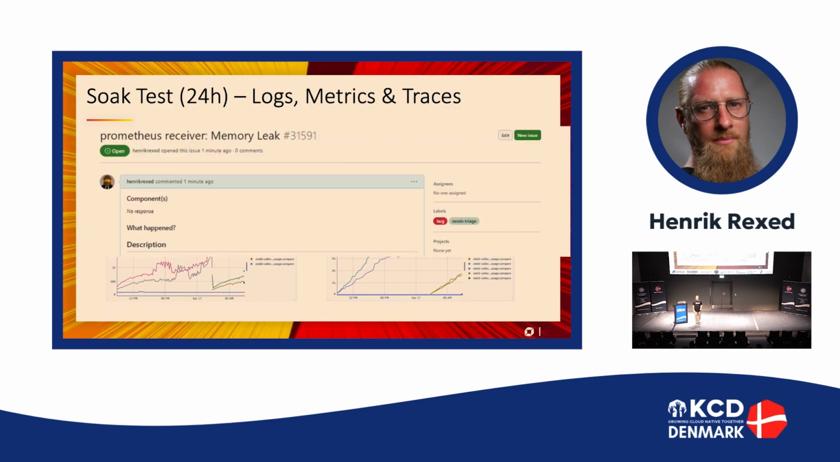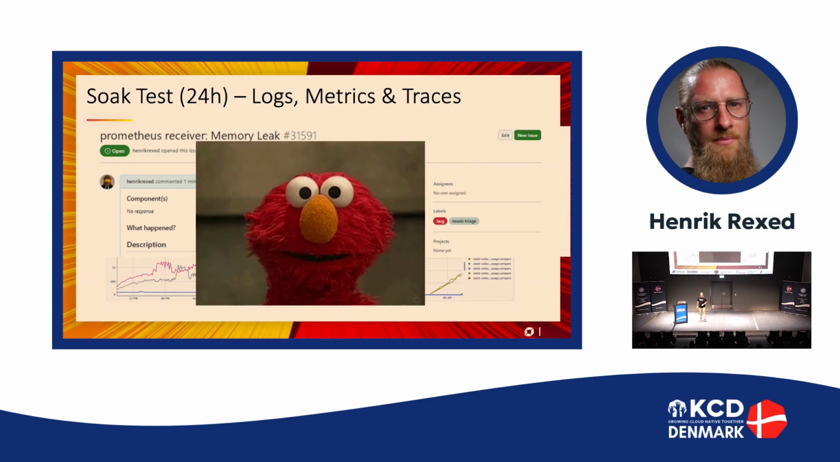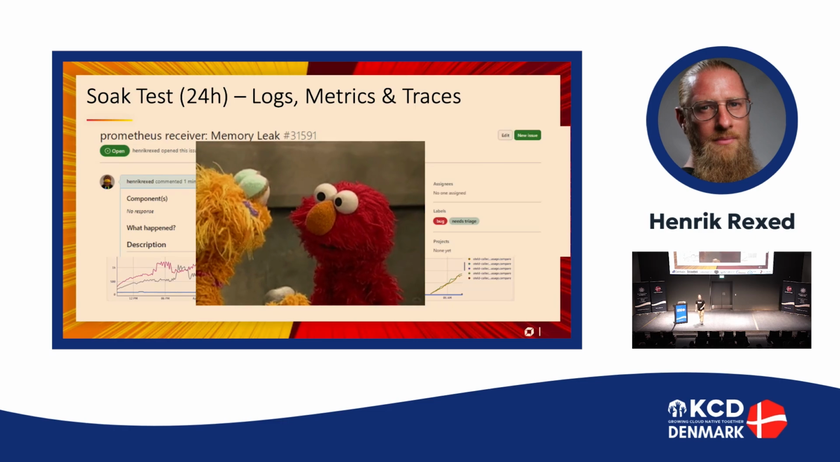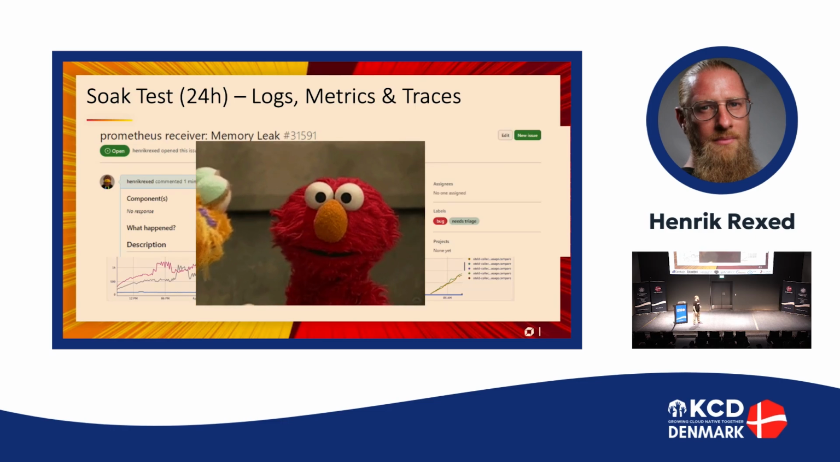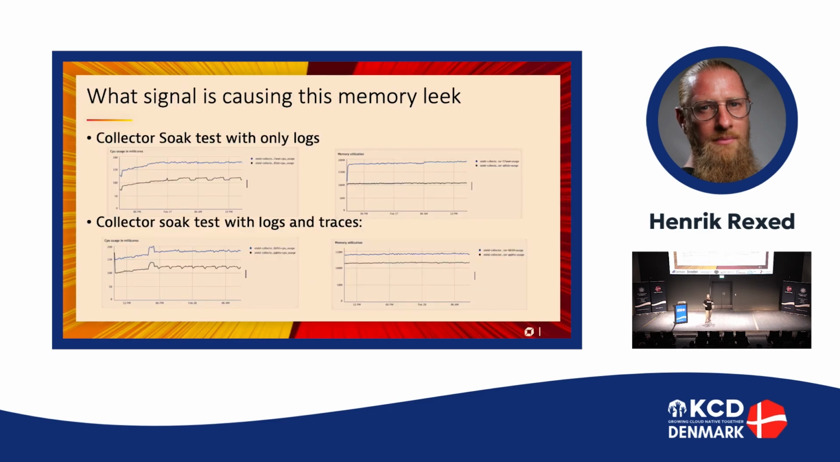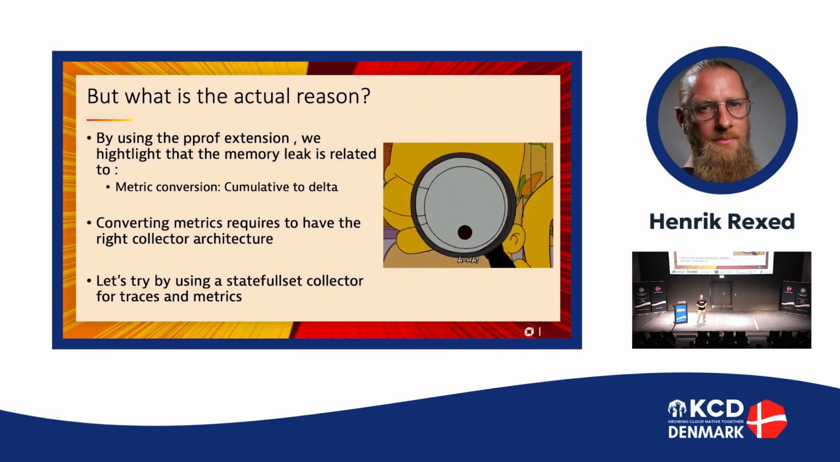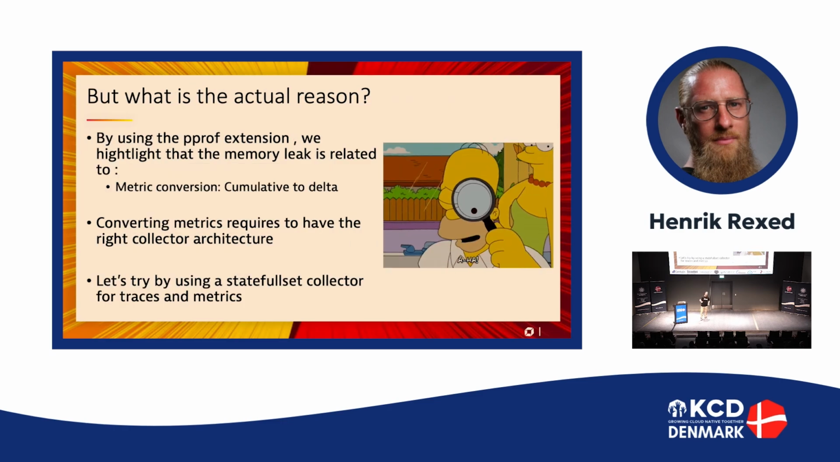So naturally, I opened a ticket, saying there's a memory leak here on the Prometheus receiver, I think. What can I do? By looking at the ticket with the community, we said, let's first confirm that it's only the metrics. So I used the same soak test with only logs, and the same soak test with only traces. No problem. Super stable. So then I said, okay, I'm going to enable the pprof extension.